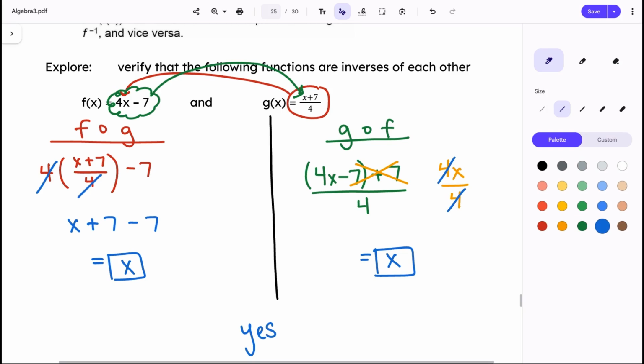Again, they both have to say x. So you do need to check them both. You can't just do one and get an x and think that the other half's going to work out because it may not. So you have to check both. And if you get anything other than an x, it's a no. Okay, questions on how we did that?